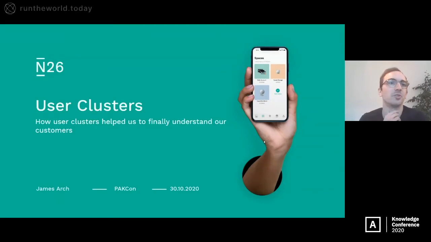And for those of you who maybe don't know, N26 is a digital bank, where you can sign up online in 10 minutes and get access to a free bank account with all the great features. It's super easy, a great user experience, and it's currently in about 25 different markets, and we've got about 5 million customers right now. So for those of you who haven't heard of the product. I'll skip right into it. I know I don't have much time, so let's crack on.